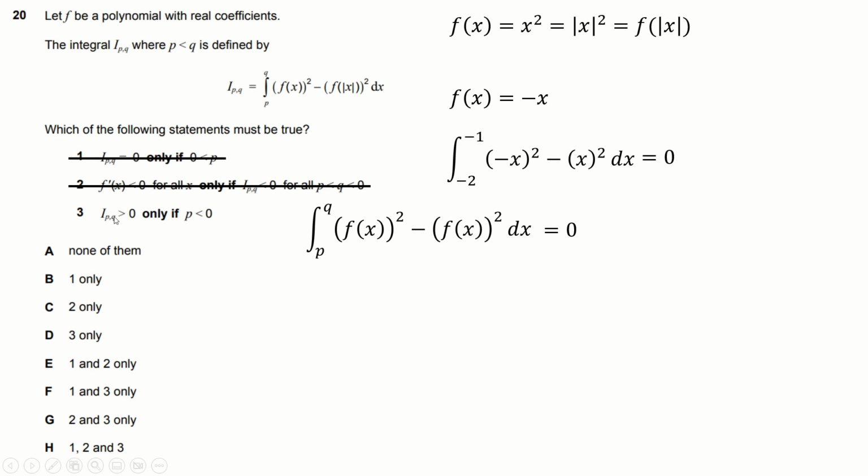So I think even though I haven't found a case where I of pq is actually bigger than 0, I think it can only be true if p is less than 0, because the moment p is 0 or bigger, this mod doesn't matter, and you just get 0 every time. So therefore, that one I think is fine, and the answer will be D.